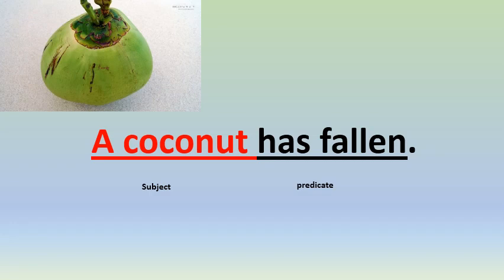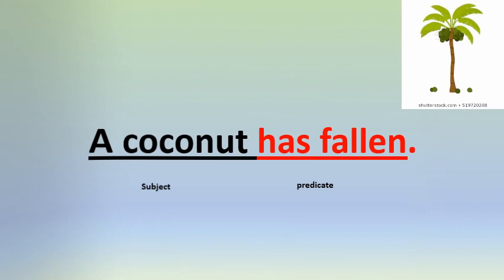A coconut has fallen. Children, the second part of the sentence, has fallen, is a verb which is a predicate. What is a predicate? A predicate tells us about the subject or what the subject is doing. Predicate contains the action word or the verb. Children, can you identify the verb in this sentence? Yes, has fallen is a verb. It is the second part of the sentence which is also called predicate. A sentence has a subject and a predicate.